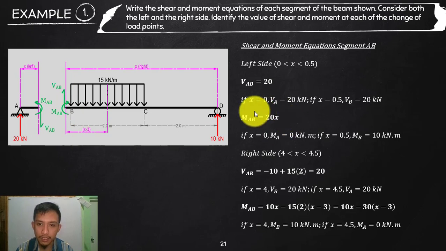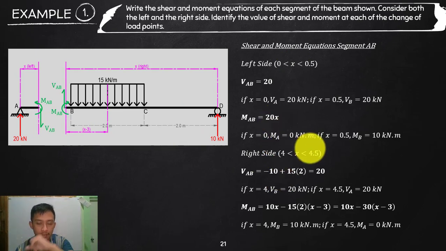And we already established that equation, which is this. For example, you want to get the moment at x, which is 0.3 from A. All I need to do is substitute 0.3 and then solve for that moment. So that is the advantage of establishing your moment equation.